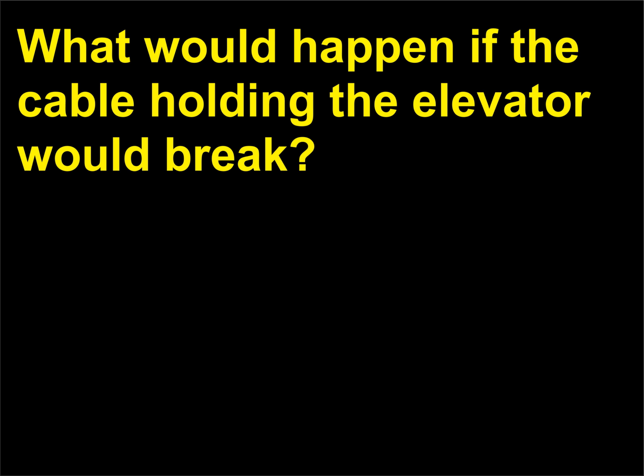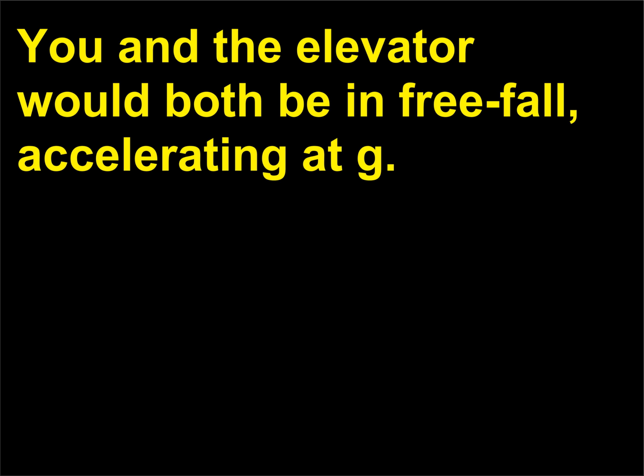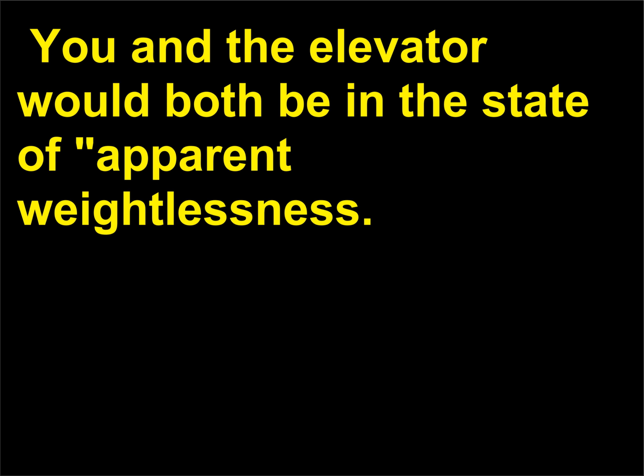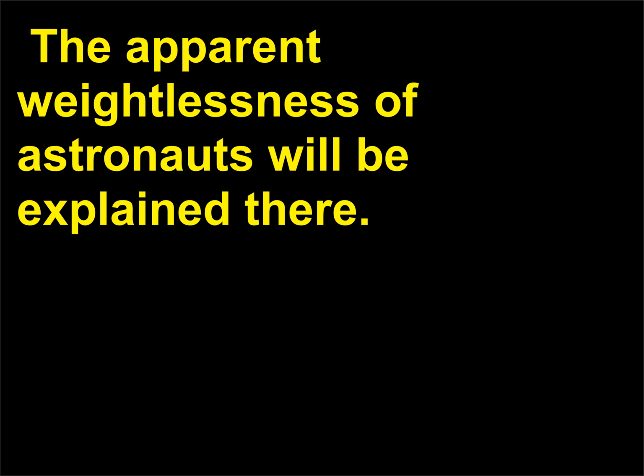What would happen if the cable holding the elevator would break? You and the elevator would both be in free fall, accelerating at g. There would be no weight shown on the scale. You and the elevator would both be in the state of apparent weightlessness. We'll meet this term again when we explore the motion of satellites. The apparent weightlessness of astronauts will be explained there.